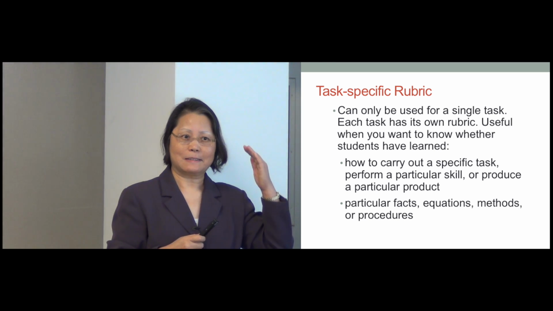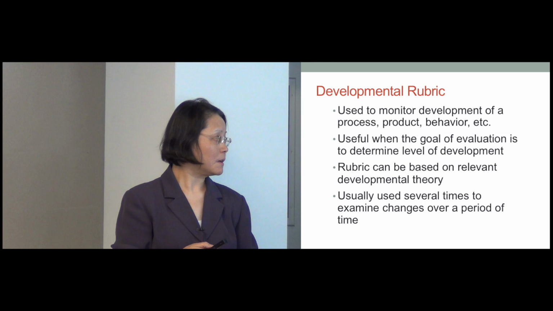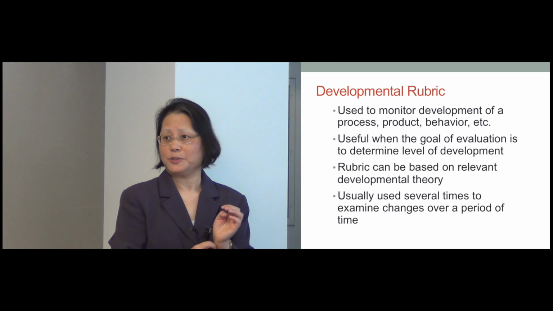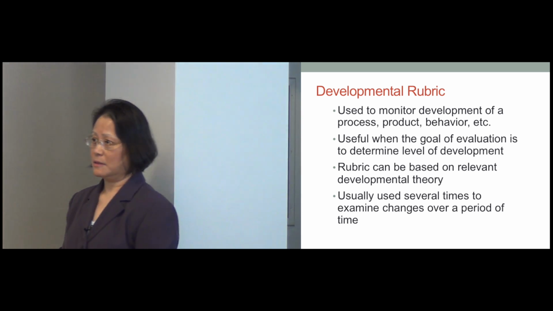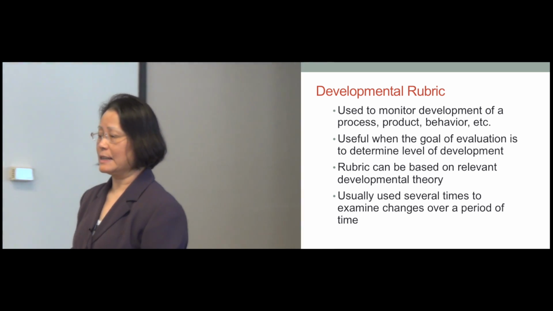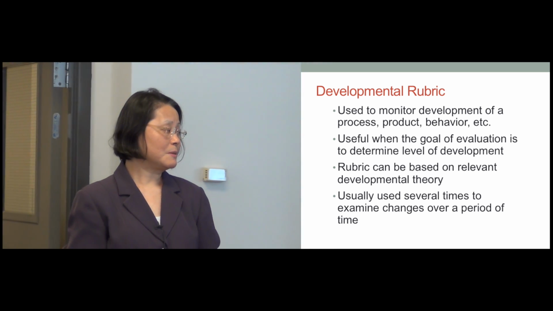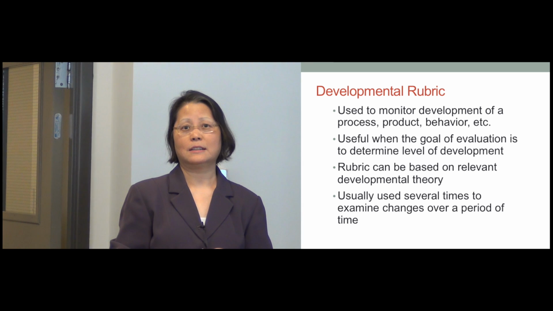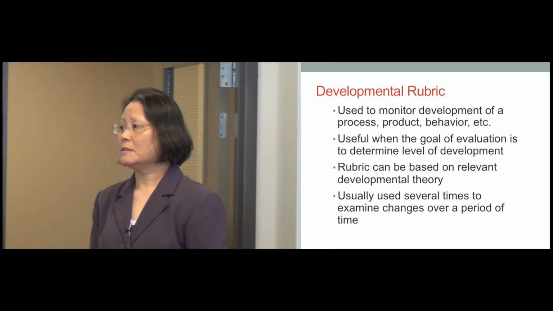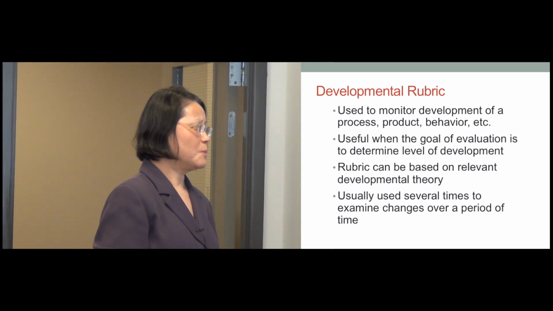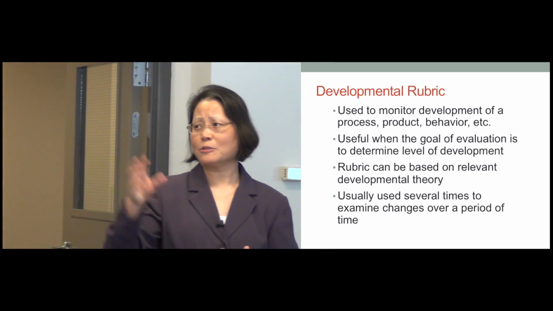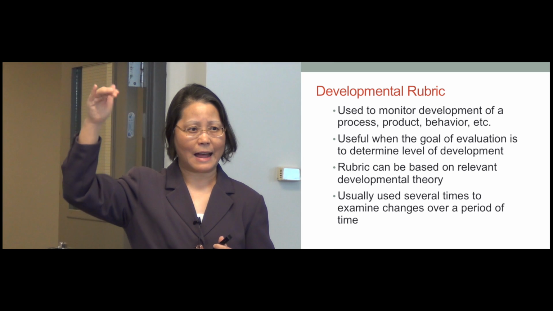And this is just a concept. Then another one is called the developmental rubric, which is used very often. This rubric is usually used to monitor students' development process, cognitive development, psychological development, and development of a task. To monitor their progress, you are not going to evaluate their end product, their highest performance.